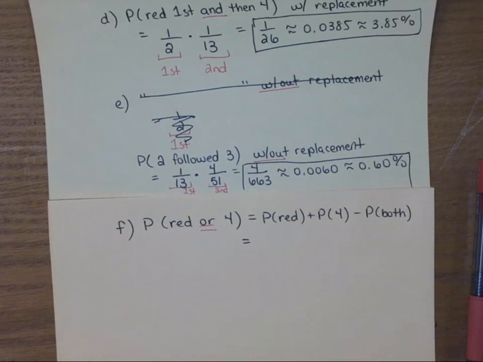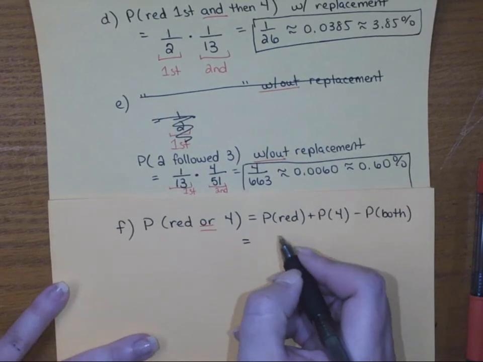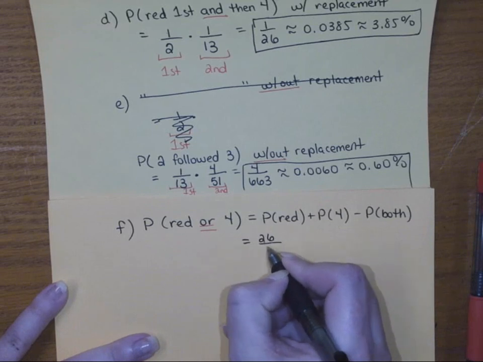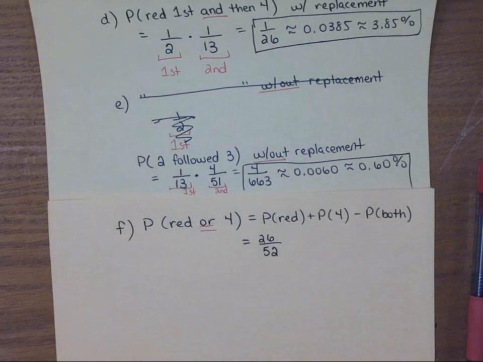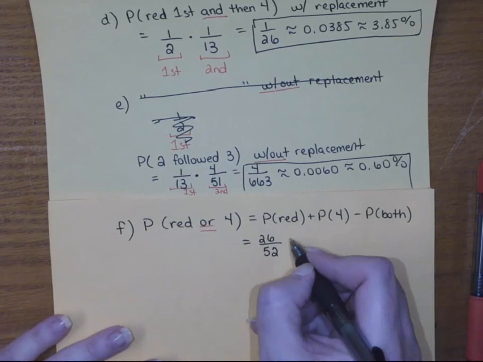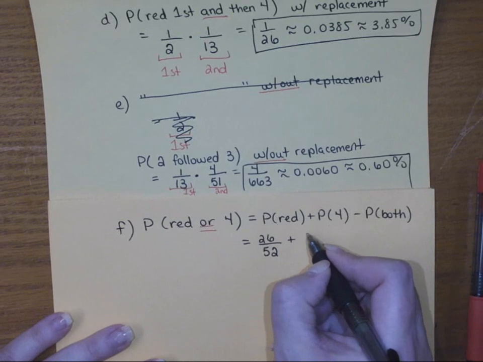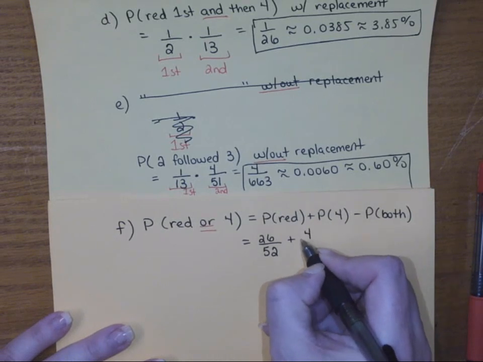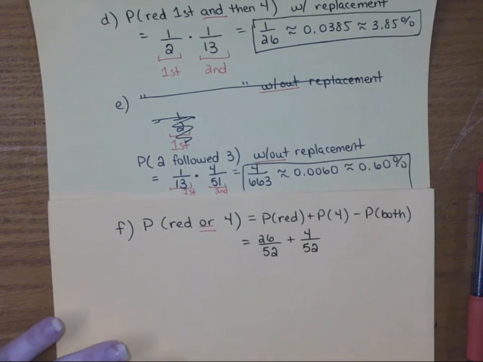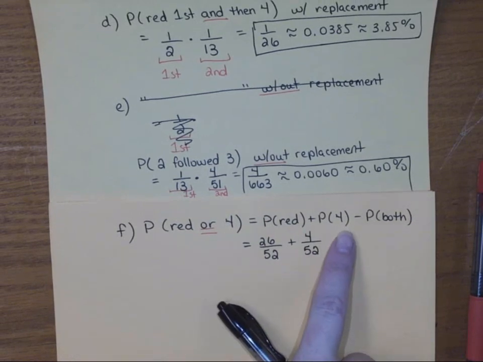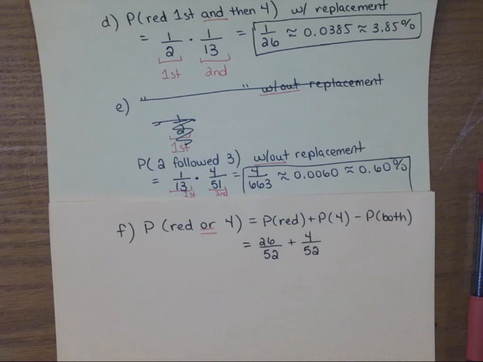So we can talk about red being 1 out of 2, or you can just list it as 26 out of 52, and I'll talk about why I might do that on this one. So there are 26 reds out of 52. Notice we're only doing 1 draw, so we don't have to worry about replacement or not. There are 4 4s out of 52 cards. And then you need to think about how many red 4s are there. How many cards are there that are both red and 4 at the same time?